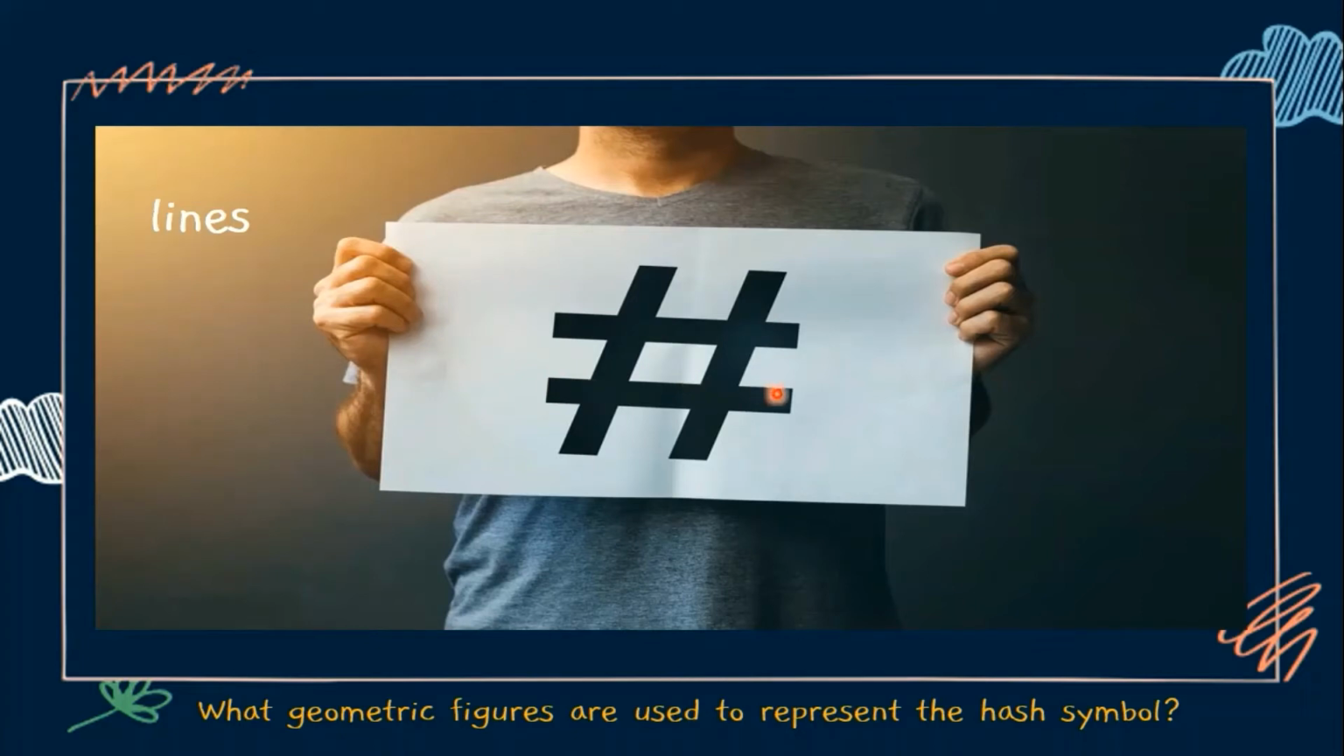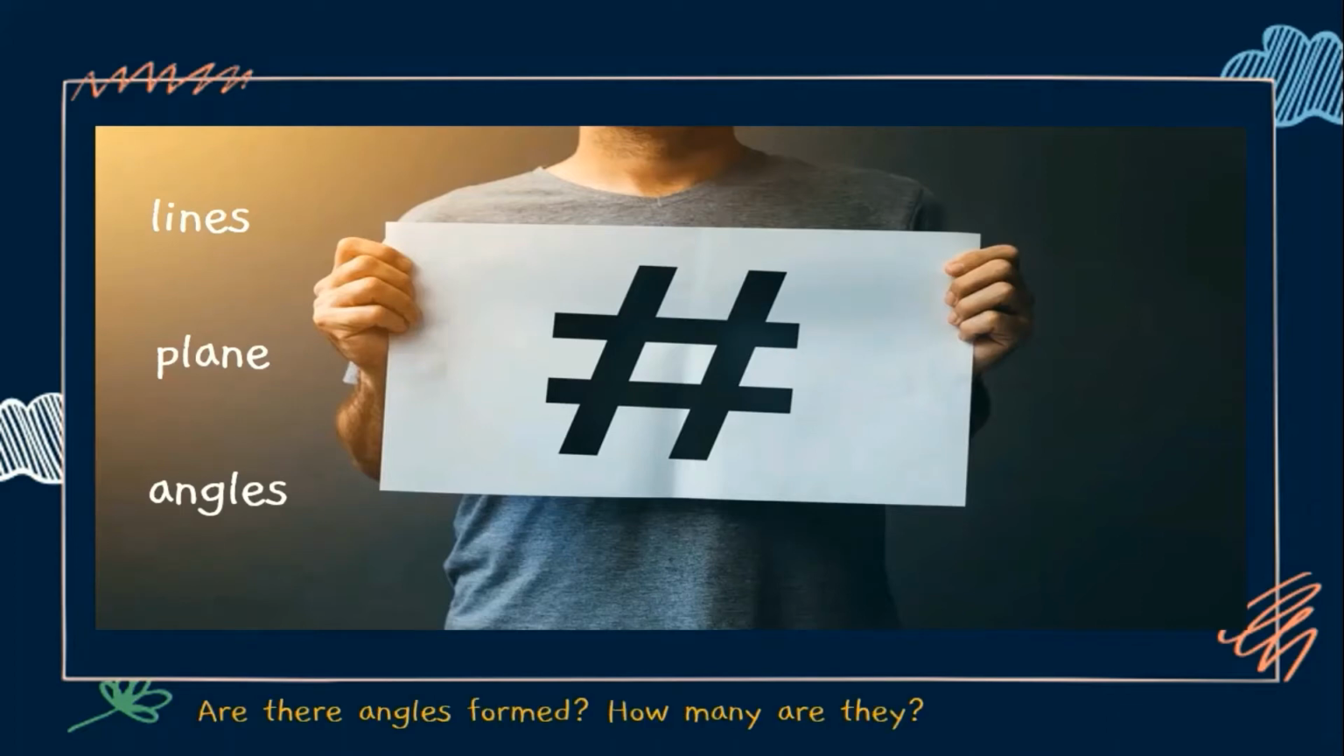May line tayong nakikita sa hashtag. We can also see a plane. Meron tayong four-sided plane. And of course, we can see some angles. A few of them actually, napakaraming angles. Next question, are there angles formed? If so, how many are they?